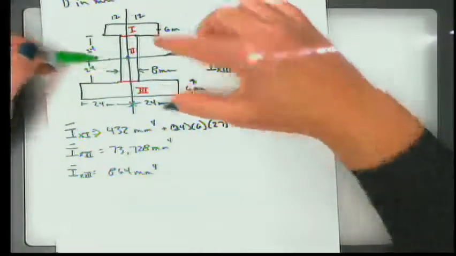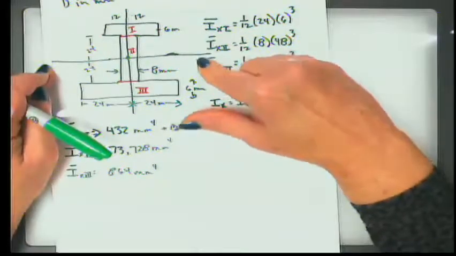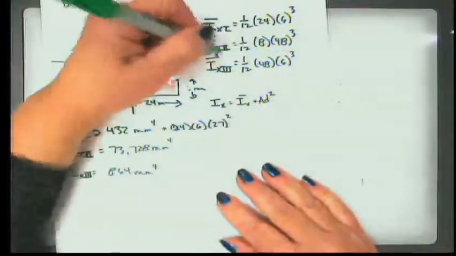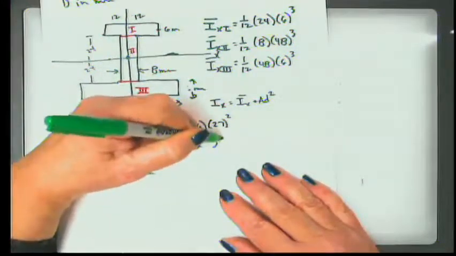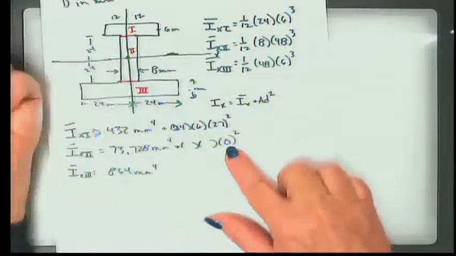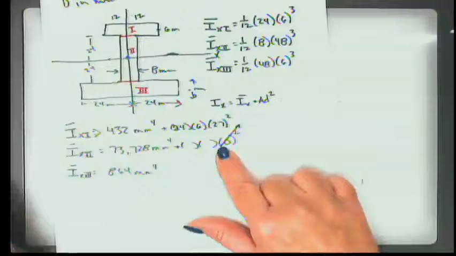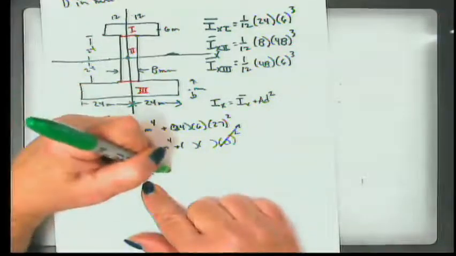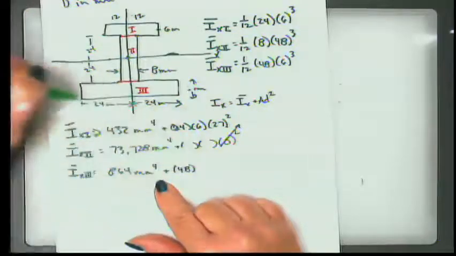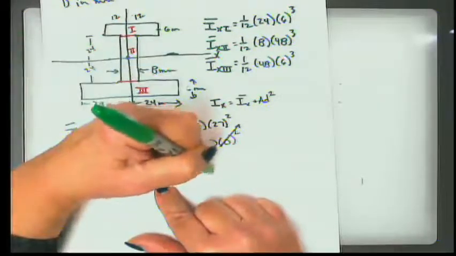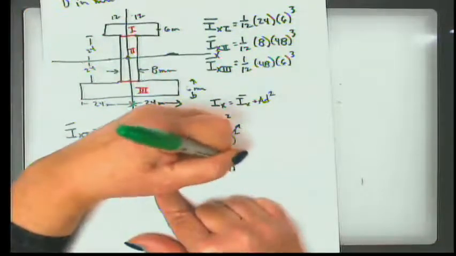Now for 2, the centroid of 2 is at the x-axis. So this is going to be plus something times 0 squared, because the distance is 0. So that term contributes nothing to the final calculation. And then the bottom, we have the area, which is 48 this way, 6 this way. And then what's my distance? 24 plus 3, which is 27 again, and I square it.